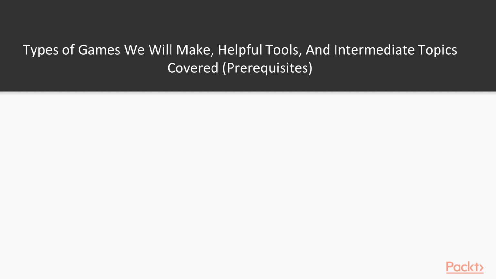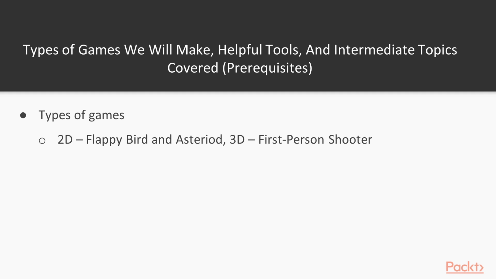So here is a brief overview of the types of games we will make, some helpful tools we will take a look at, and also some intermediate topics that we will be expanding into just for a little bit. Some of the types of games we will make, as I have said from the titles, are a Flappy Bird game as well as an Asteroids game, and this will be done in 2D. Then we will also be creating a 3D game, which is our first-person shooter game.